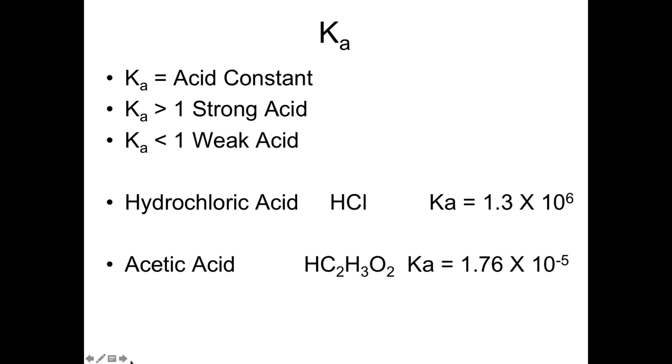We covered K values before, so I'm going to go through this quickly, but it's the same deal. K is the acid constant. If the K value is greater than 1, it's going to be a strong acid. If it's less than 1, it's going to be a weak acid. I give 2 examples of acids you are all familiar with. Hydrochloric acid has a Ka value of 1.3 times 10 to the 6th, so it's huge. And then acetic acid has a Ka value of 1.76 times 10 to the negative 5th, which is incredibly small.